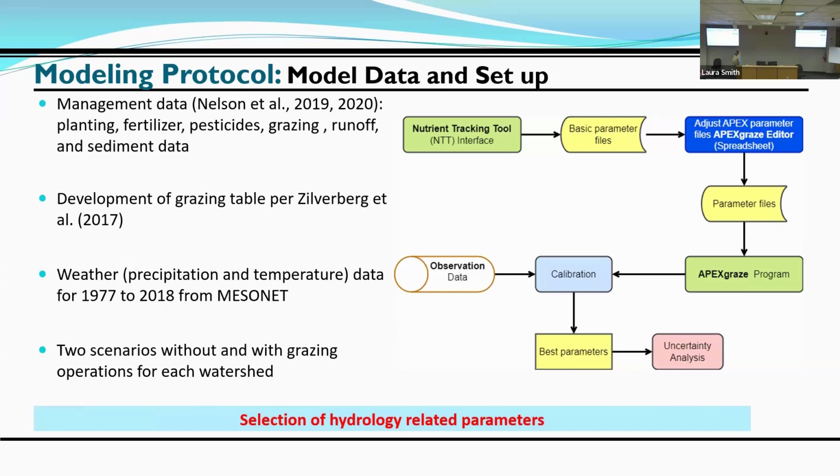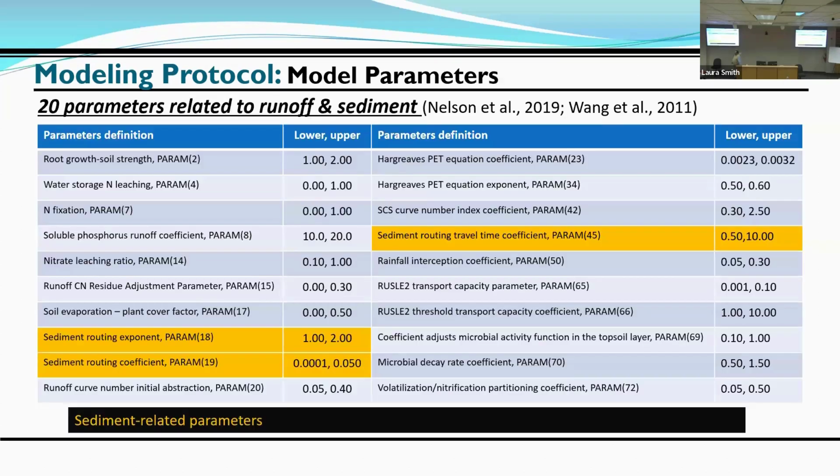In fact, this study concentrated on the impact of grazing operation on runoff and sediment deposits at farm scale. So only 20 parameters related to runoff and sediment were chosen for calibration purposes. They are nitrogen fixation, the curve number equation coefficient and exponent, sediment routing exponent and coefficient, rainfall interception, and soil erosion related coefficients, etc.